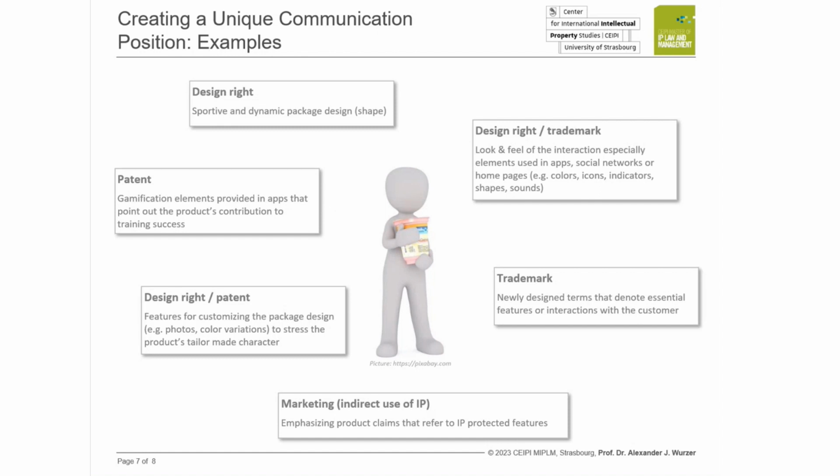Is the packaging. Then when it comes to patents, protecting with patents some gamification elements that are used in apps to interact with the customer. Trademarks could protect new terms that highlight the essential features, how customers would recognize the product. Of course, that can be on the packaging, but it can also be in the apps and in social networks and on home pages related to the product and the app. Marketing, which is indirect use of IP, would emphasize product claims that refer to IP protected features.